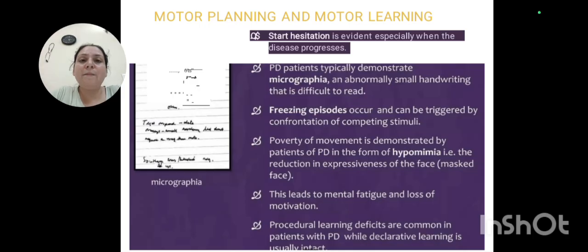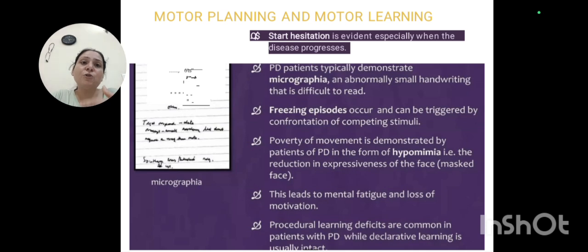I've tried to add an image over here, but see, the first letter is visible, and then it is very difficult to see. Then there is also poverty of movement. This is called hypomimia, and this movement is also on the face. The person has an expressionless face. When we communicate with one another, we use facial muscles to express sorrow and happiness, but here the person is not able to give any facial expression while communicating.